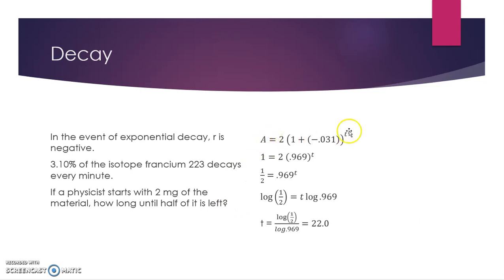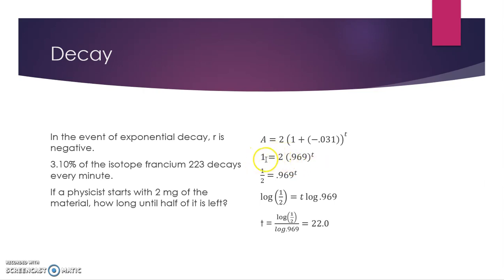So here's my basic model. My A is my beginning amount, times 1 plus the decay rate, which is now negative, and converted to a decimal, to the power t. And then I just simplified this. 1 plus that negative number came out to be 0.969. And I also plugged in A as 1. Why 1? Because I'm supposed to have half. So I went from 2 to a 1.